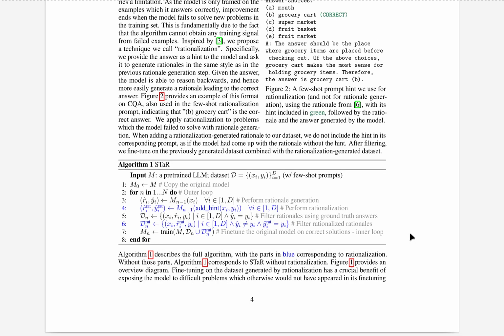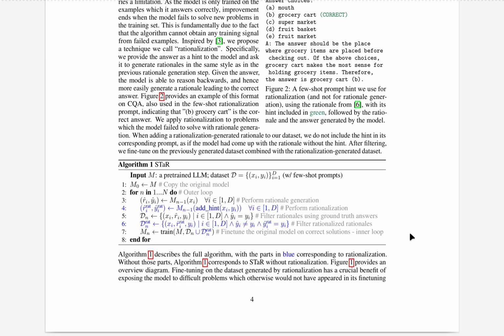Algorithm 1, STaR. This is a bit of a pseudocode or code example that does that. Algorithm 1 describes the full algorithm, with the parts in blue corresponding to rationalization. Without those parts, Algorithm 1 corresponds to STaR without rationalization. Figure 1 provides an overview diagram.